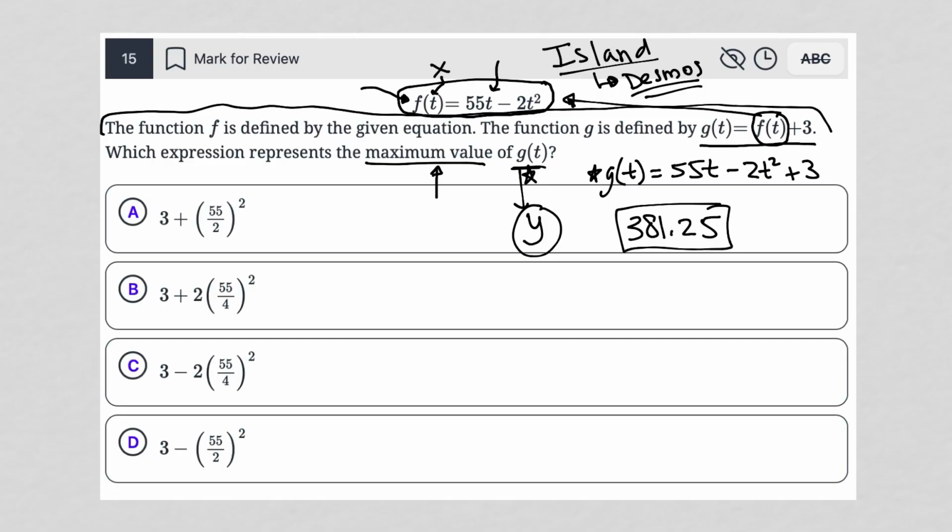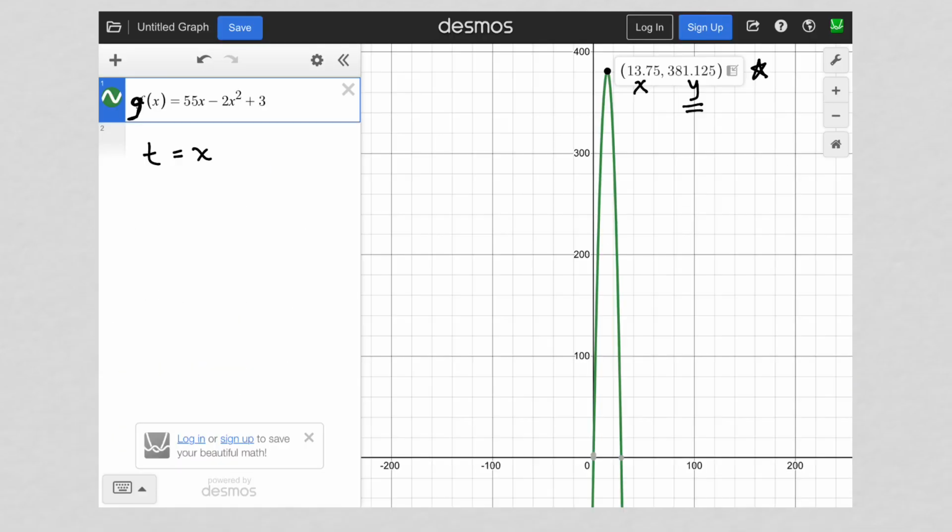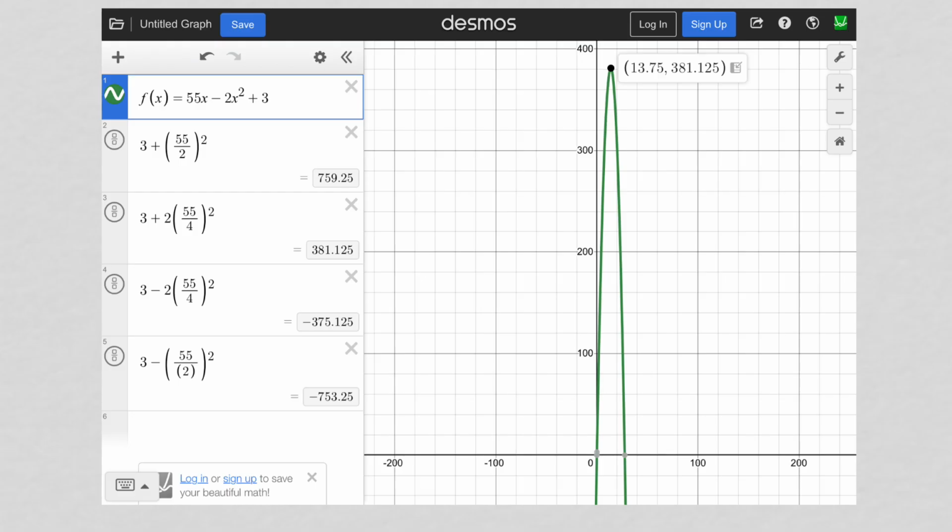So I don't see 381.25 in any of my answer choices. I have to do a little bit more work. So what I decided to do was plug in each of these options into Desmos and see which one of them led me to the same 381.25 that I know I wanted. So we can see that here in this screenshot where I just typed in every answer, and it's clear to see that choice A does not give us the value that we want, but choice B does in fact give us the value that we want of 381.25, so that must be the right answer.